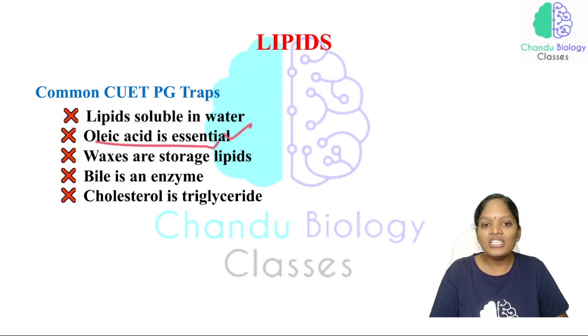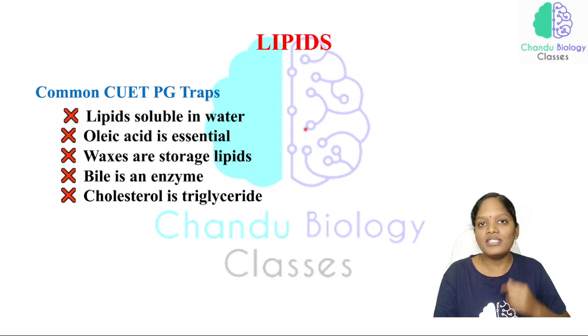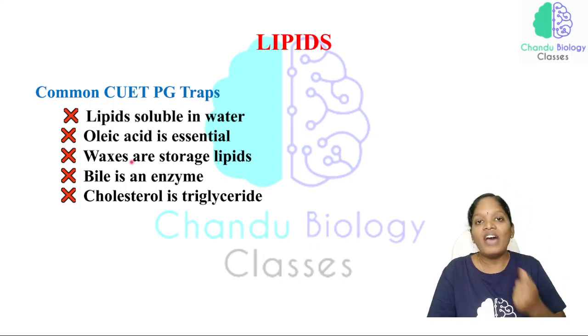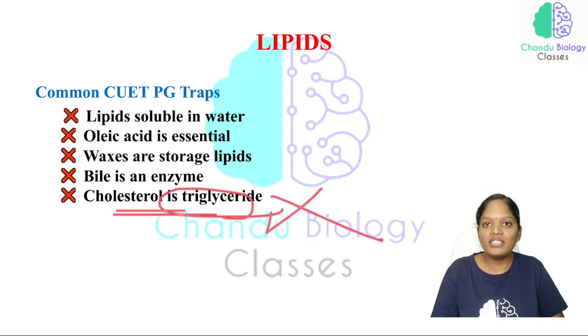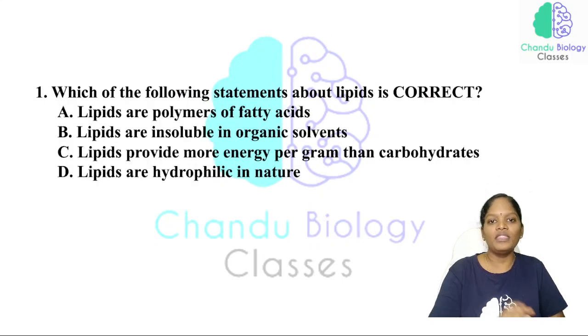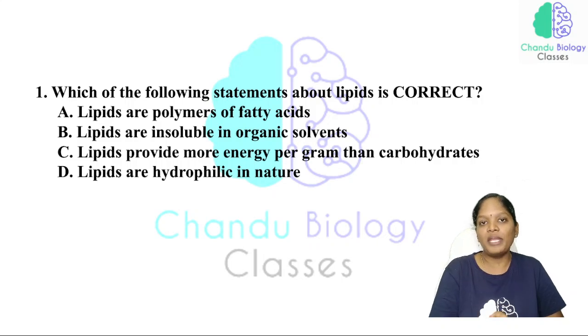Oleic acid is an essential fatty acid? Just now we have studied that essential fatty acids are polyunsaturated fatty acids, and oleic acid comes under the monounsaturated fatty acids. Waxes are storage lipids? No, waxes are not storage lipids. Bile is an enzyme? Bile is not an enzyme. It is a secretion secreted by the liver. And cholesterol is a triglyceride? No, cholesterol is a sterol. So that's all about the most important things with respect to lipids.